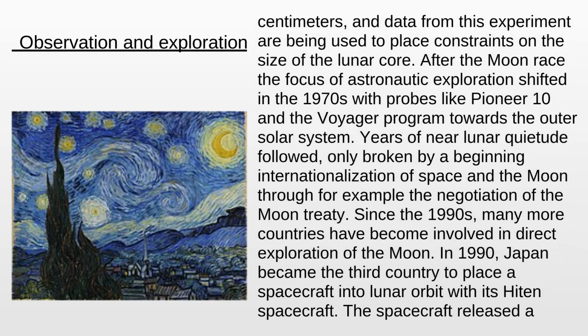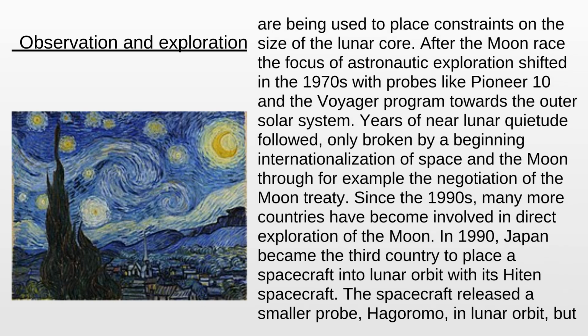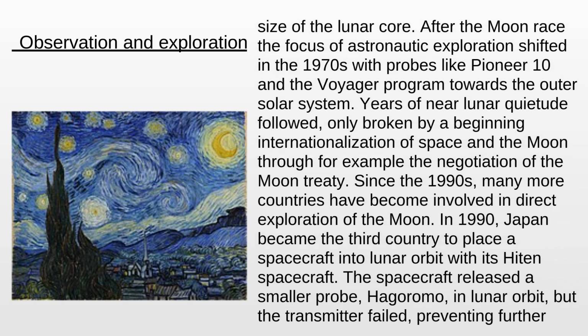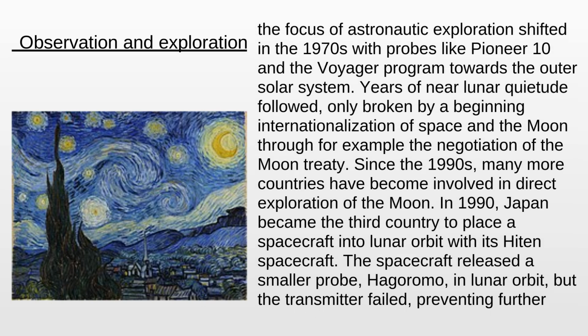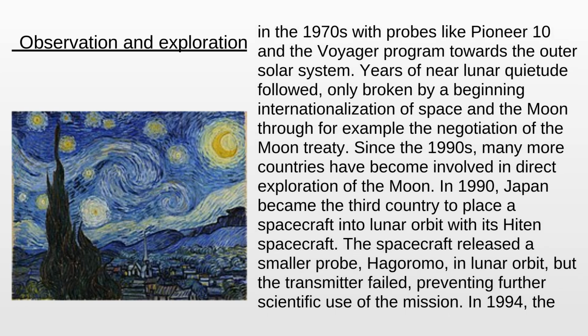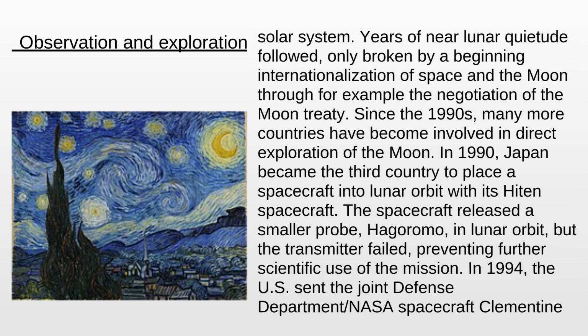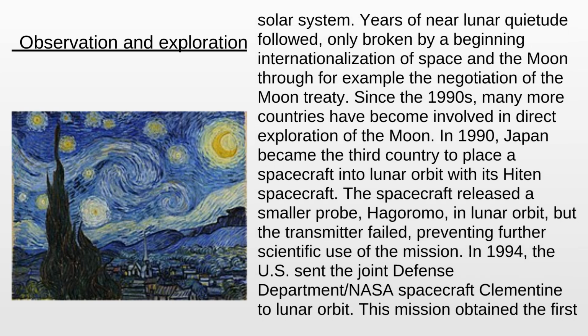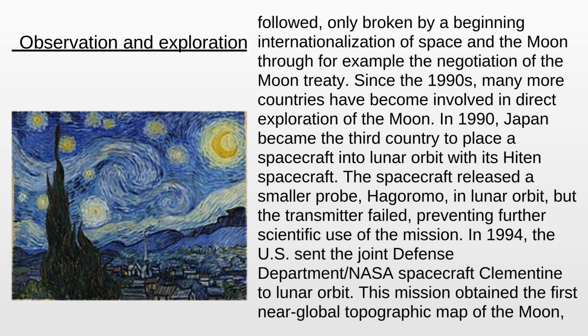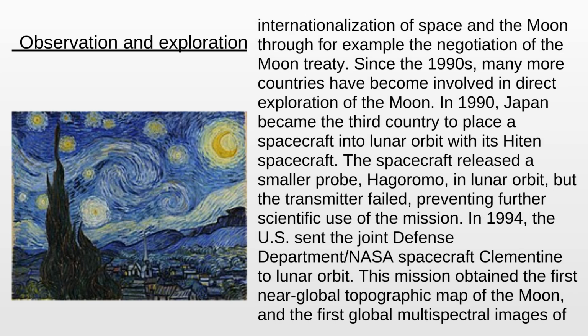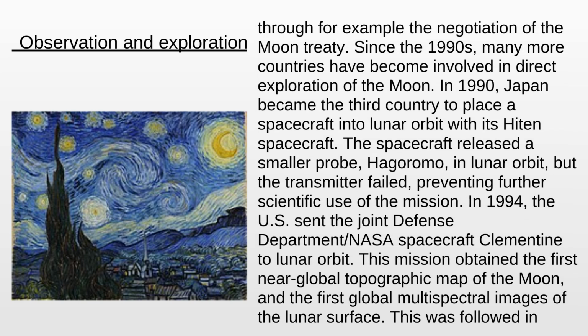After the moon race, the focus of astronautic exploration shifted in the 1970s with probes like Pioneer 10 and the Voyager program towards the outer solar system. Years of near-lunar quietude followed, only broken by a beginning internationalization of space and the moon through, for example, the negotiation of the Moon Treaty. Since the 1990s, many more countries have become involved in direct exploration of the moon.